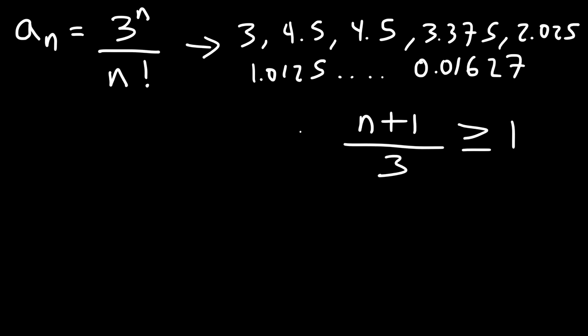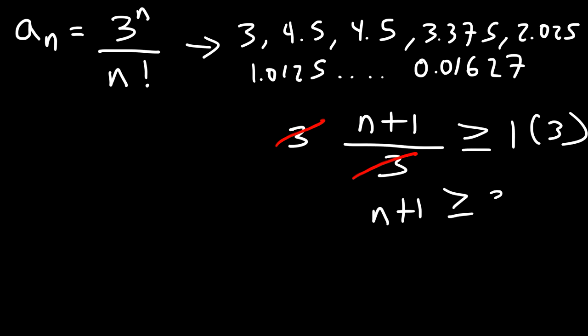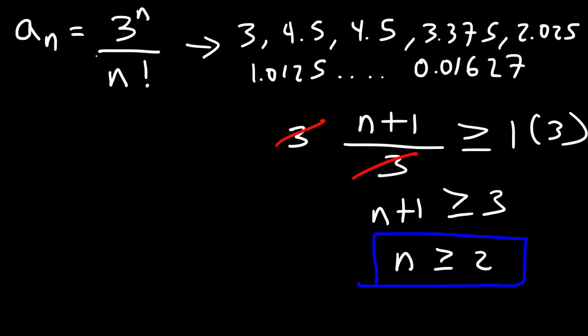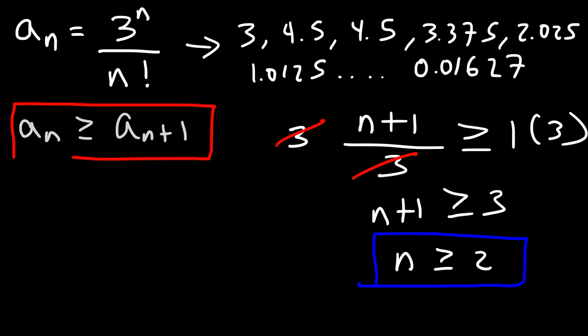Now let's solve for n. Let's multiply both sides by 3. And so we'll have that n plus 1 is greater than or equal to 3. Subtracting both sides by 1, we'll have n is greater than or equal to 2. So now let's think about what this means. So we started with this expression for decreasing monotonic functions. So this means that the sequence is a decreasing sequence only when n is greater than or equal to 2. And that is true. Starting from the second term, we could see that it's always decreasing.